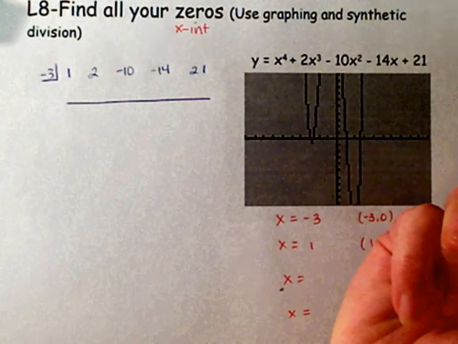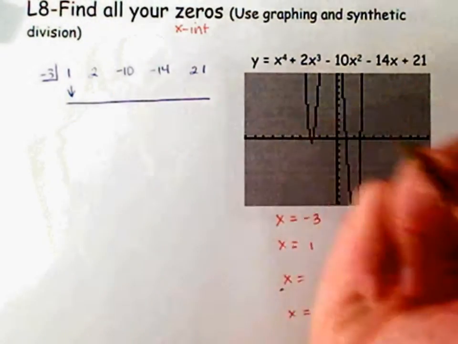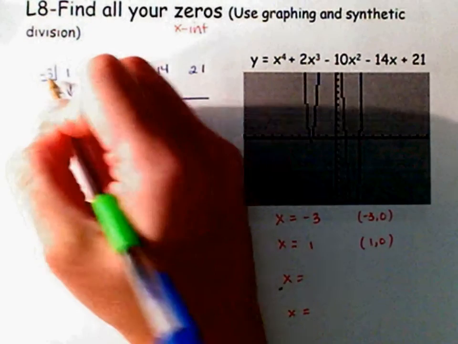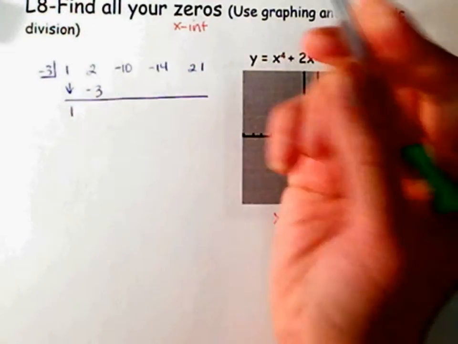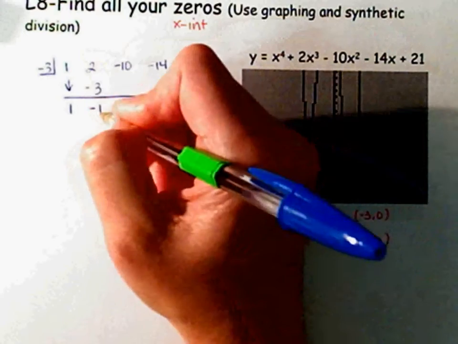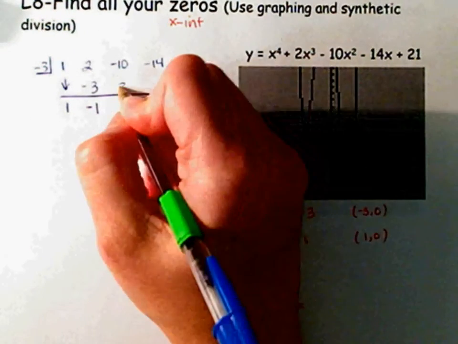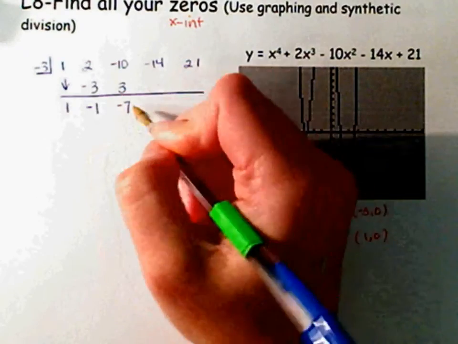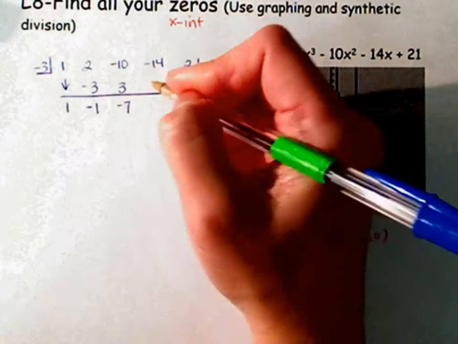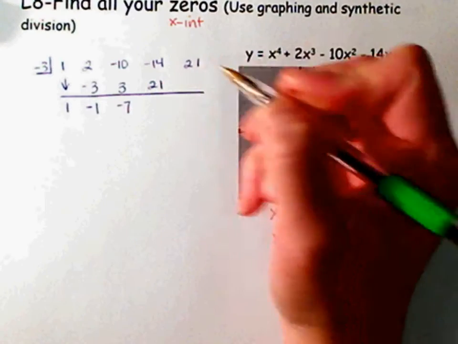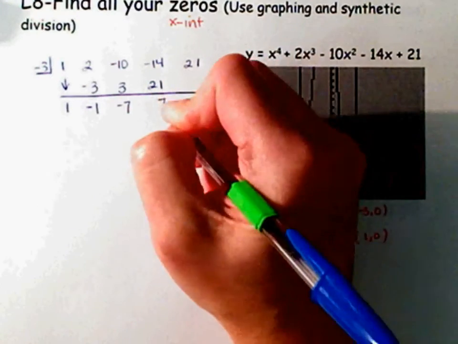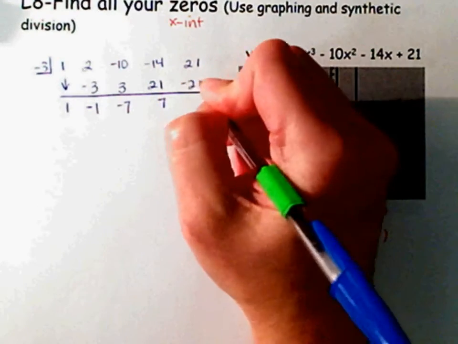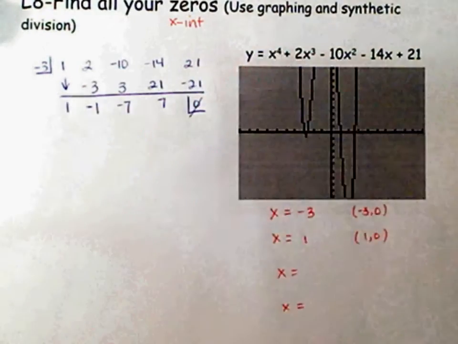Draw your line and do your division. Bring down your 1. 1 times -3 is -3. 2 minus 3 is -1. -1 times -3 is +3. -10 plus 3 is -7. -7 times -3 is +21. -14 plus 21 is 7. 7 times -3 is -21. And notice you have no remainder.